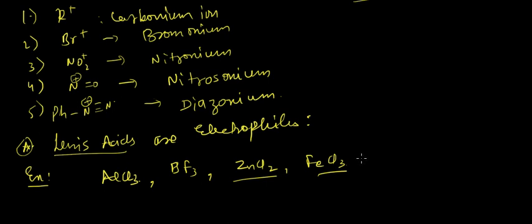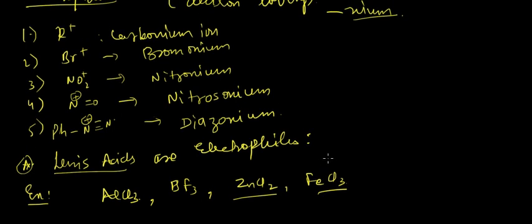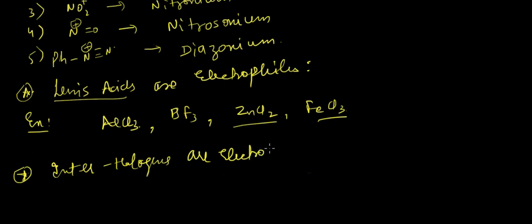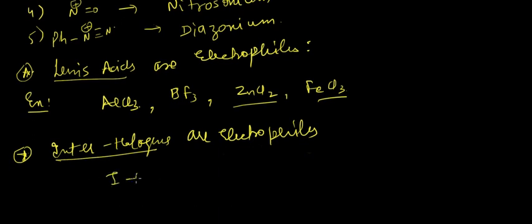Okay, so what else are examples of electrophiles? So this was the example of charged electrophiles. The second category is Lewis acids. Now we'll have interhalogens, which are electrophiles. What are interhalogens? These compounds are interhalogens.